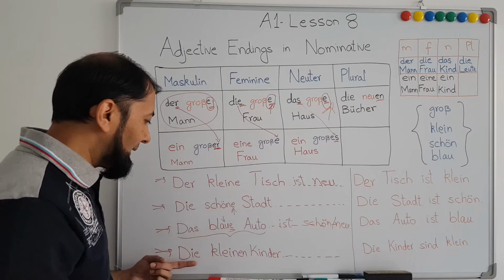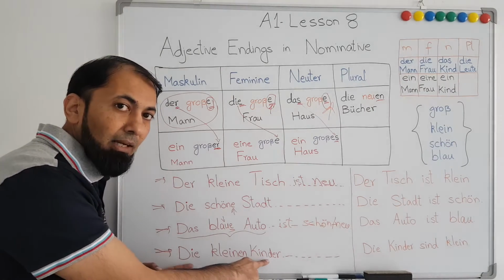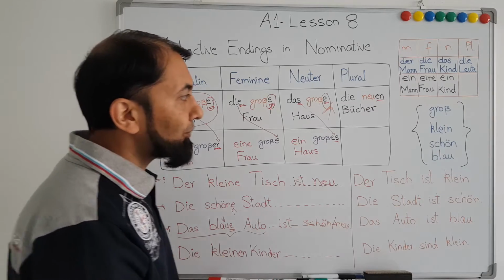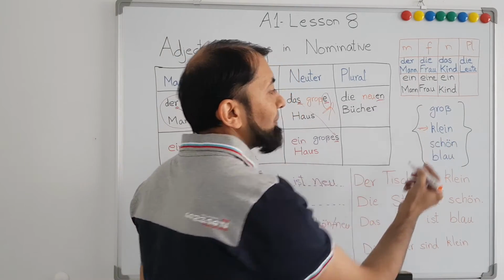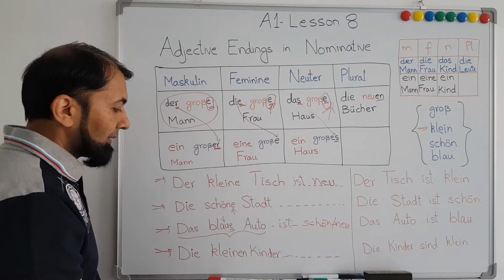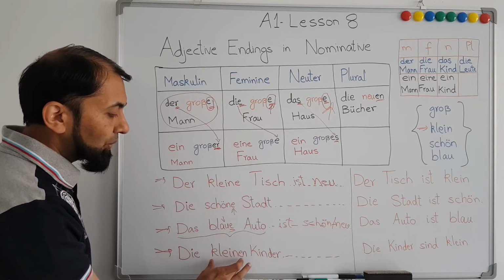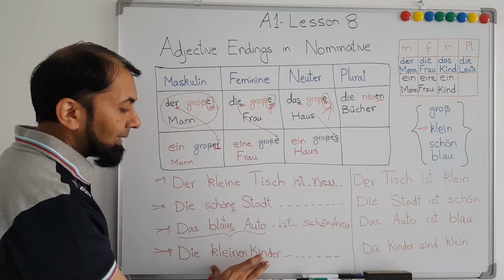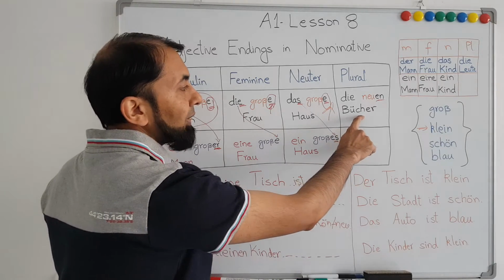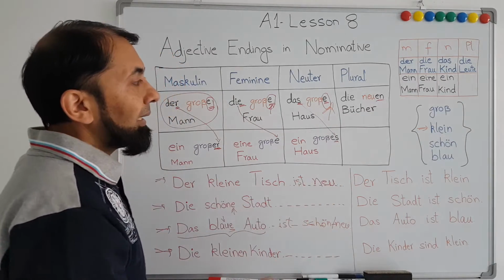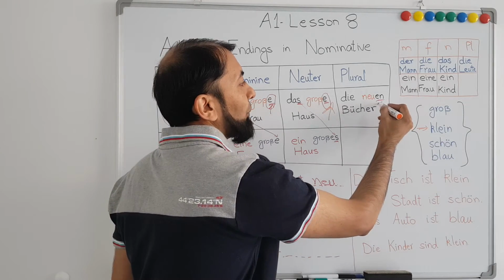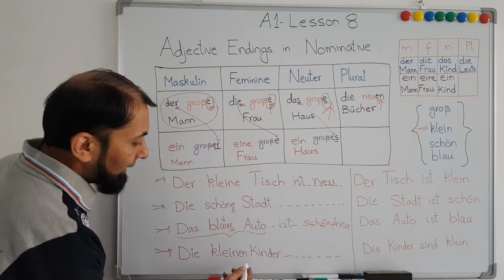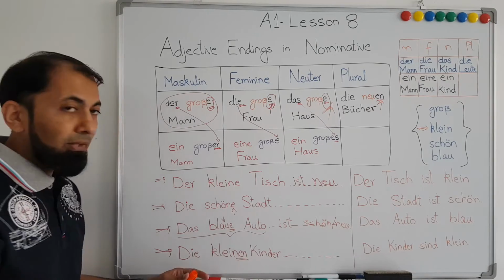Now die Kinder is plural and klein is the basic form of the adjective, which means small, and since we are using an adjective klein and Kinder is plural, we will refer to this section of the table, and here we see that we have to add an en at the end, therefore we will add an en at the end of the adjective.